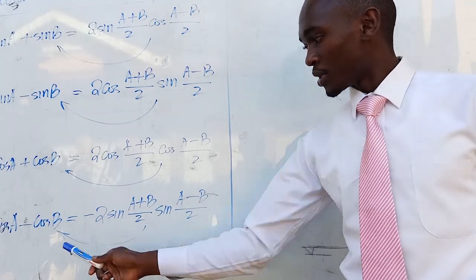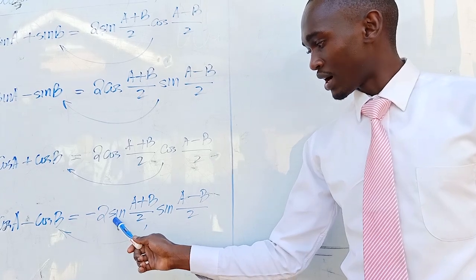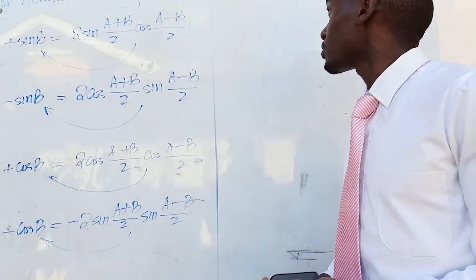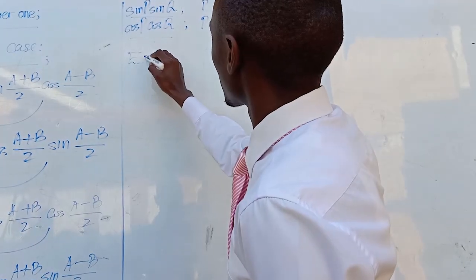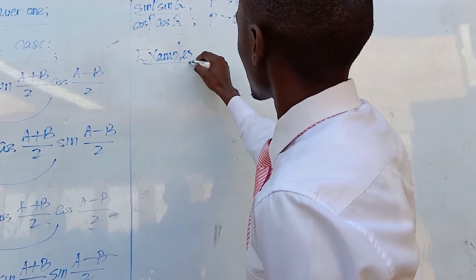smaller angle. But when subtracting cosines, you must notice that you have a product of sine functions. When adding cosines, you have a product of cosine functions. In our examples, I want to take you through directly into the examples.